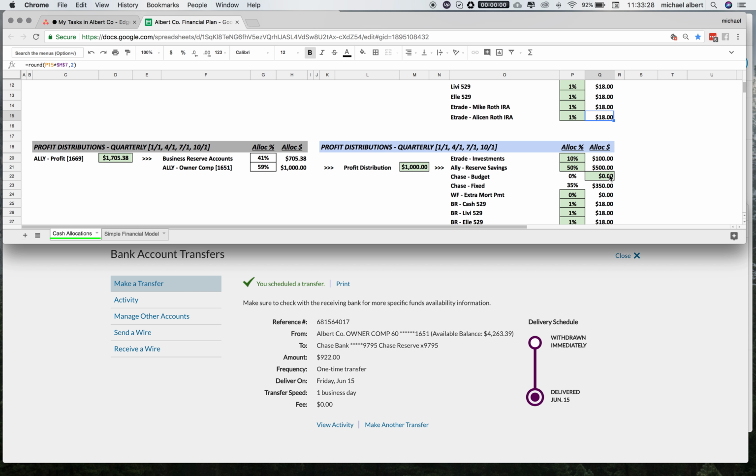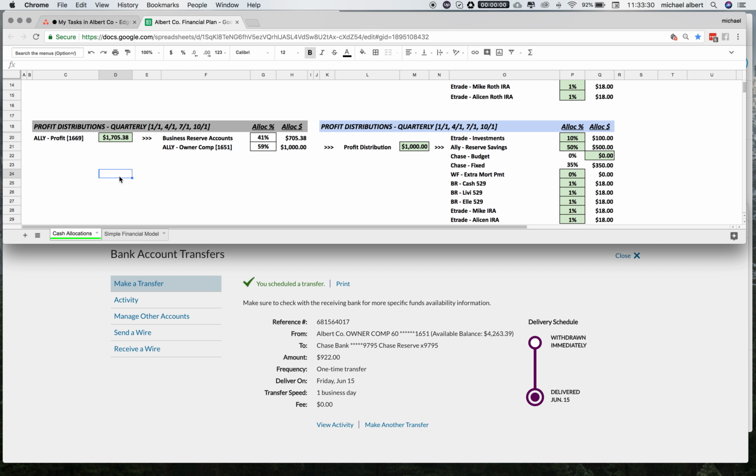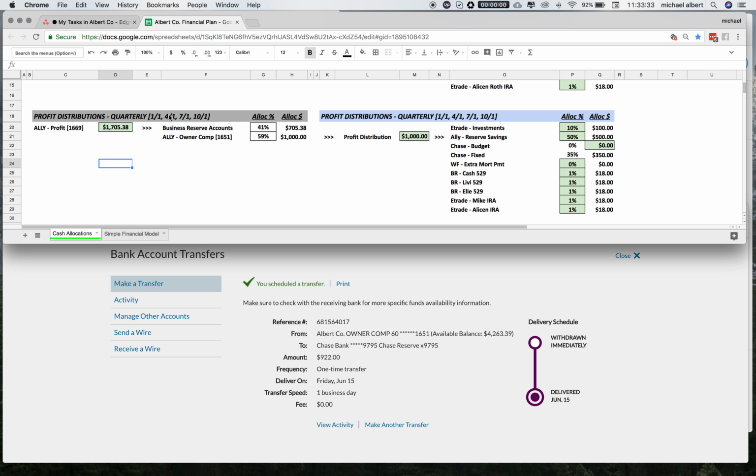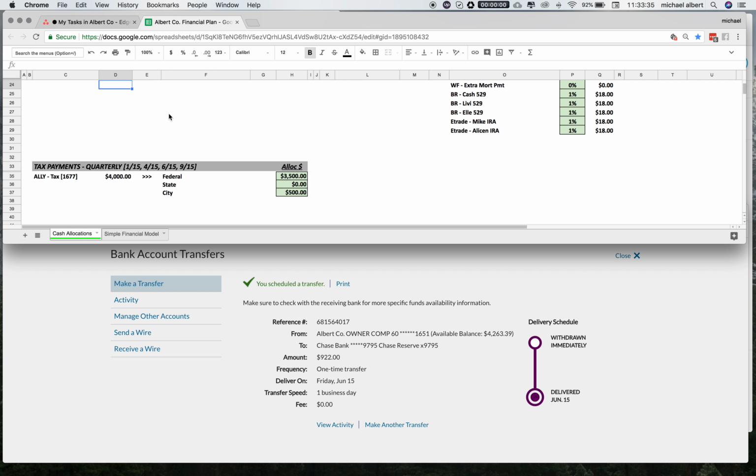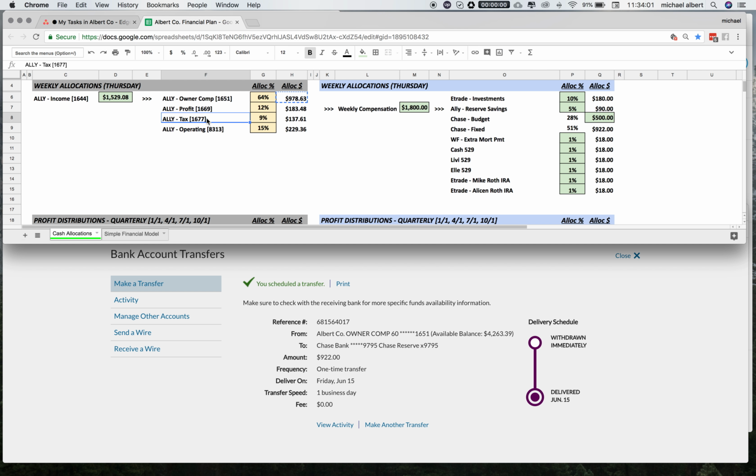Now, the extra thing that's going to happen here this week is not a profit distribution, it's a tax. I have to make a quarterly tax payment on 6/15, and these are the payments that I'm going to have to make out of my account here. So 6/15, which is tomorrow, I'll write a check to the city and I'll make this online payment to the state, and that'll come out of my tax account.